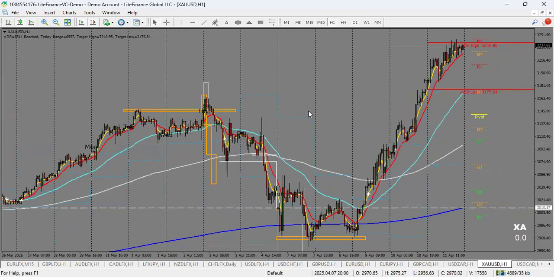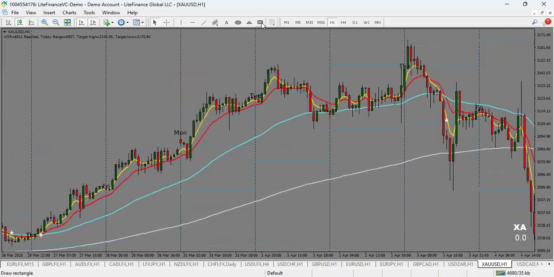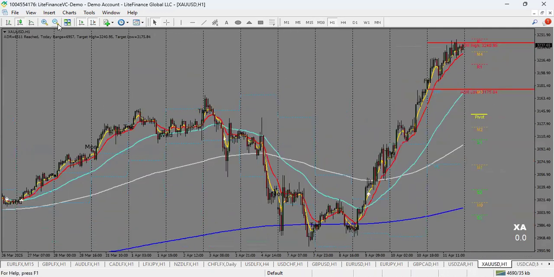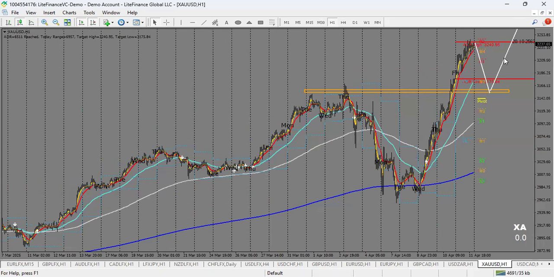So as a trader, you should be looking to buy gold. So you should be looking at zones where gold might retrace to before going up. So we have this zone here where gold might come to this point and then continue up. Okay, so that's my anticipation on gold there.